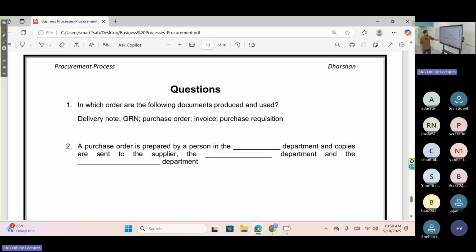Second question: a purchase order is prepared by a person in the purchasing department and copies are sent to the supplier, the accounting department and stores. Okay.